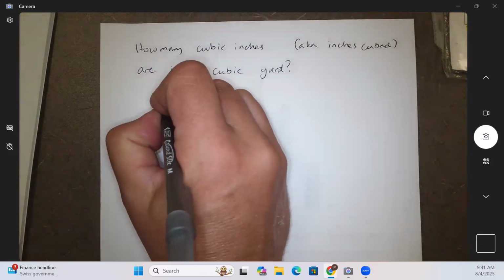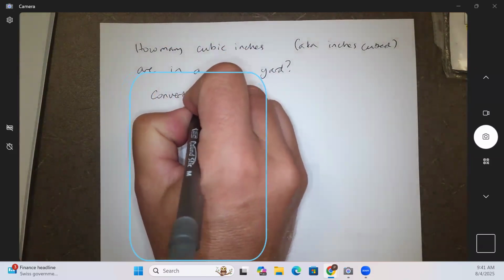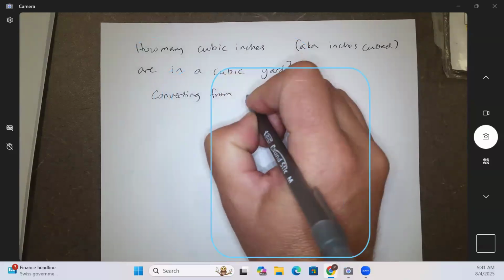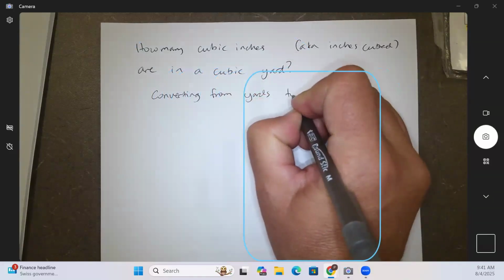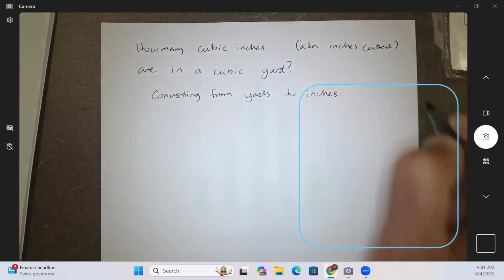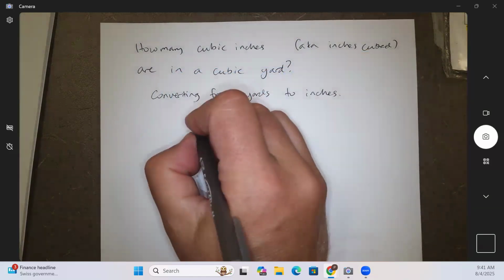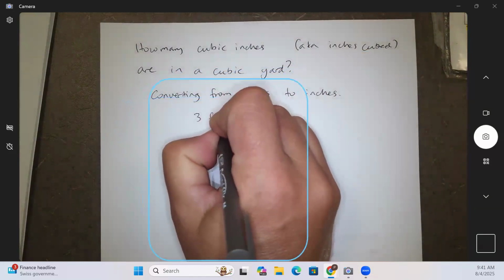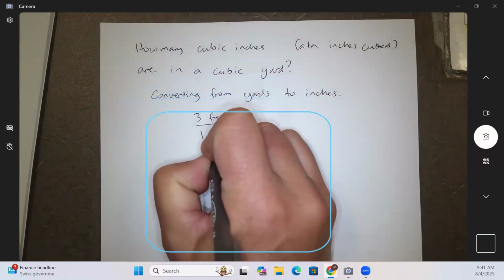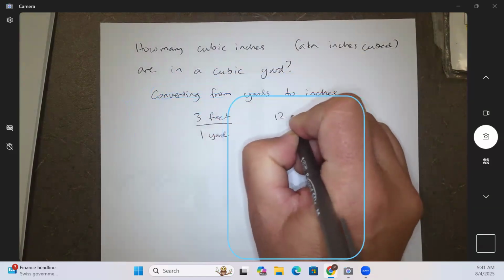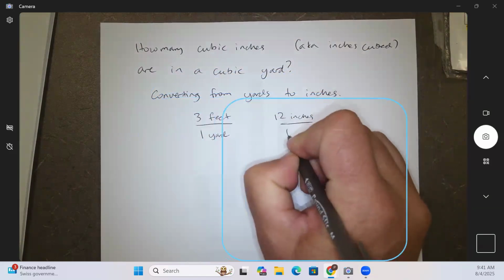So I'm converting from yards to inches. You may know how many inches in a yard, but let's pretend we don't. Let's use the following conversion factors. There are 3 feet for 1 yard, and there are 12 inches to 1 foot.